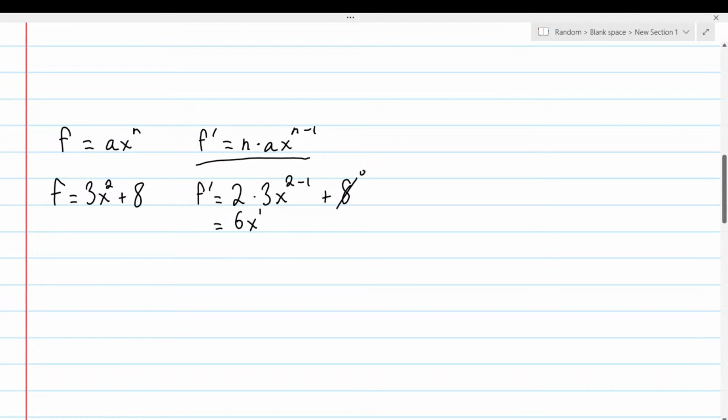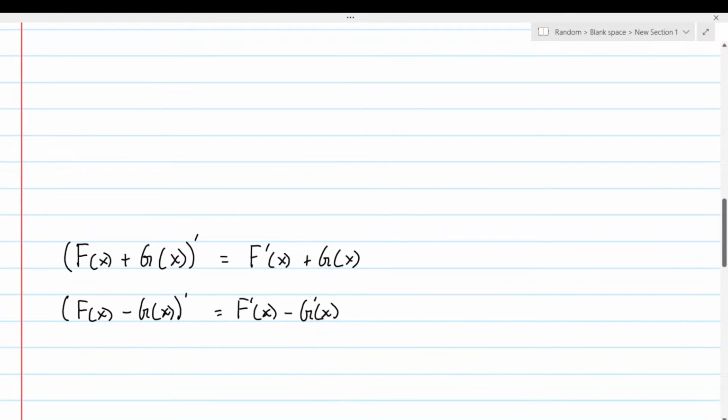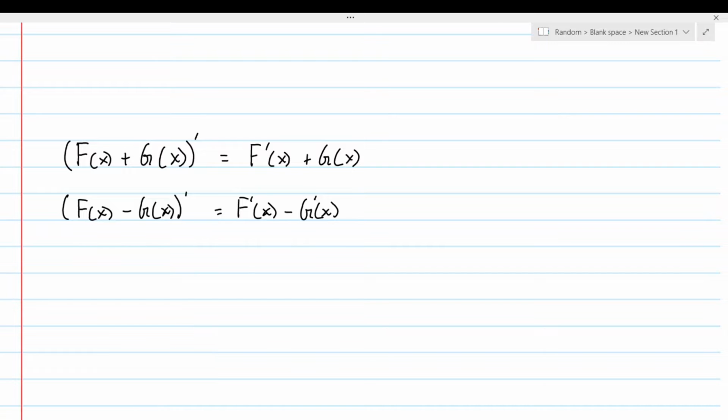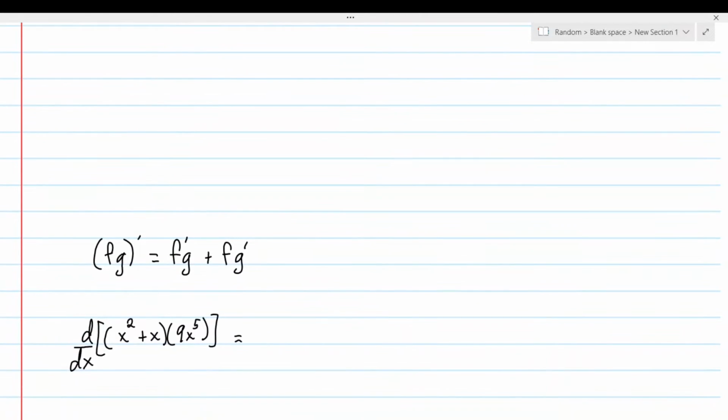If you have the addition or subtraction of one function to another, this is how you take their derivative. The product rule is a rule for taking the derivative of several functions multiplied together. Here is an example.